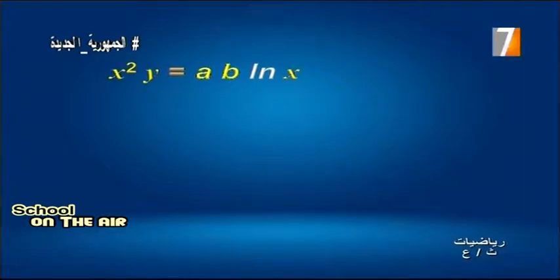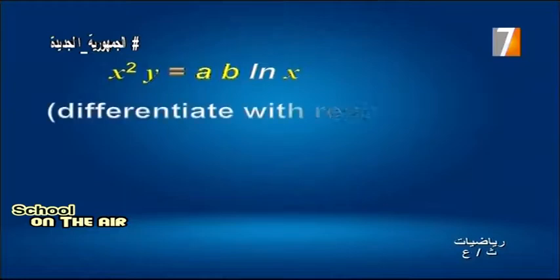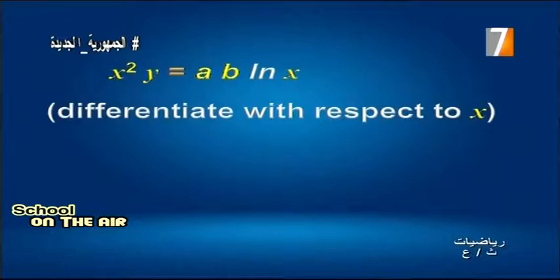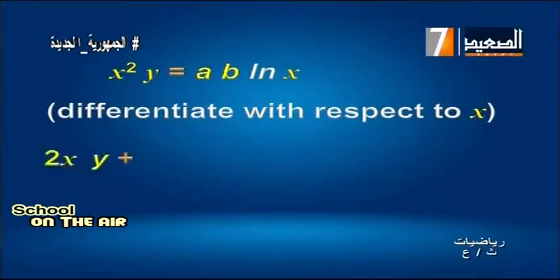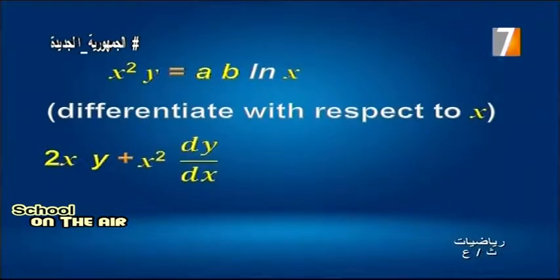Now the relation x^2 y = ab ln x. We can differentiate both sides with respect to the variable x. Then the derivative of x^2 y, a product of two functions, equals 2xy plus x^2 times the derivative of y with respect to x, which is dy/dx.